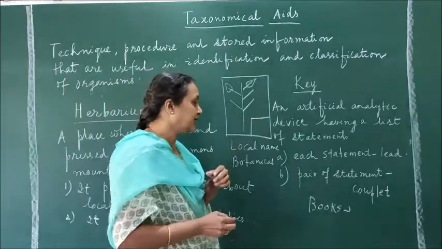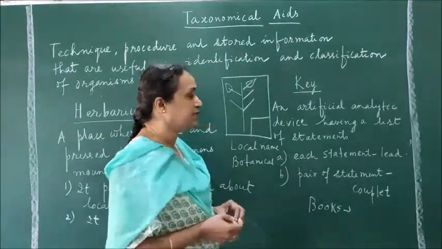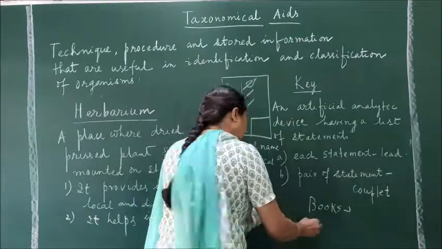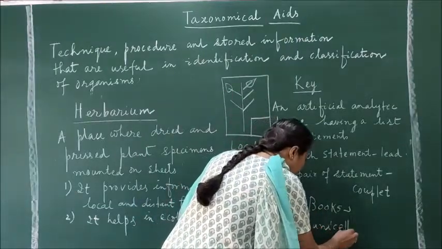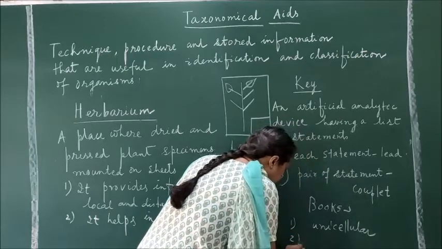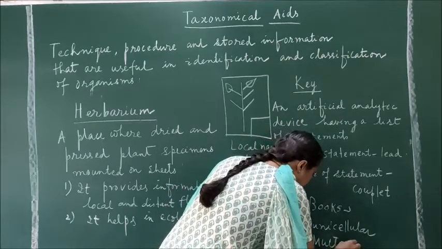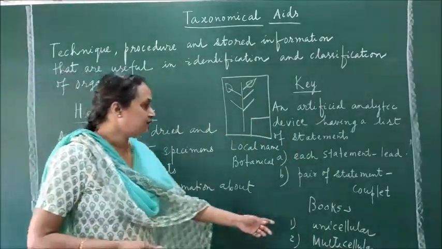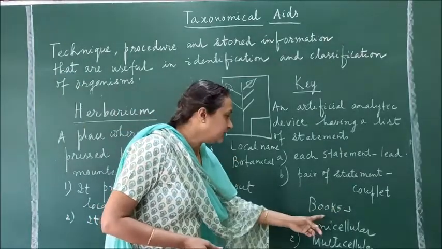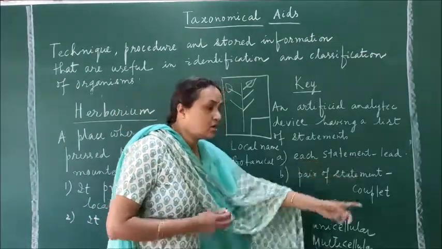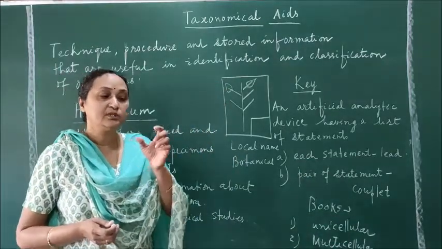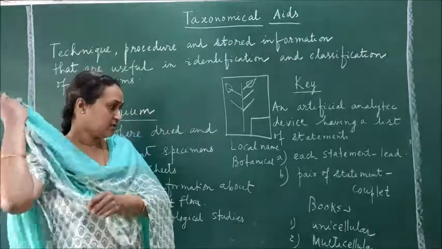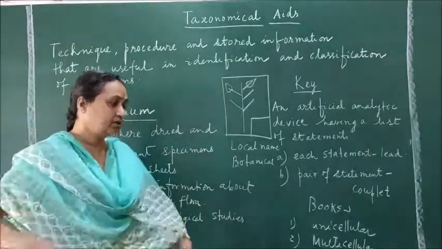Alright, so in the key you can find there are two statements. For example, suppose one statement is that the organism is unicellular or multicellular. So this is a pair of statements, and the pair of statements is called a couplet, and each statement is called a lead. Out of these two statements you have to select which one is appropriate for the specimen you want to study.